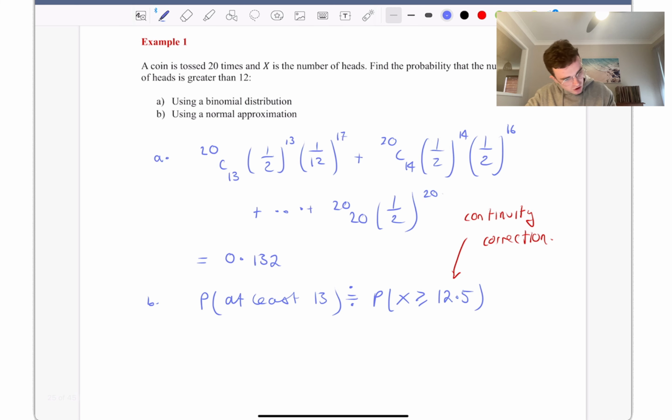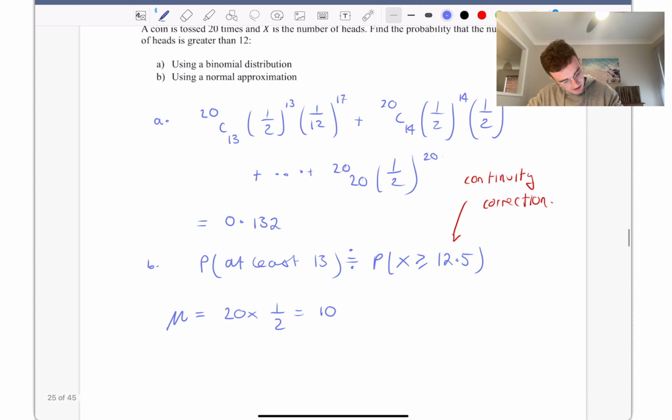Okay, to do this, we need to now find the mean and the standard deviation of this experiment. So the mean is equal to np, because a binomial random variable is approximately normal. So 20 times the probability of success, which is a half, which is 10. And the standard deviation is going to be the square root of 20 times a half, which is the square root of 5.